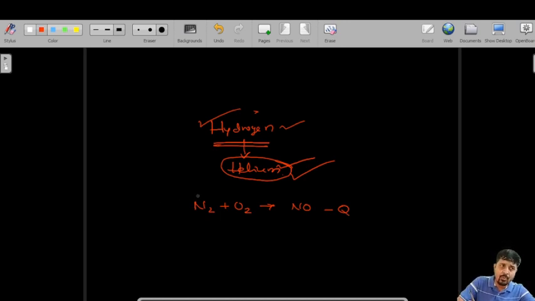Okay, N2 means nitrogen gas. Now you can see here, how many nitrogen atoms are there? 2. Oxygen, how many oxygen atoms are there? 2. This is the reactants side. And look at the product side. Here, how many nitrogens are there? 1. How many oxygens are there? 1. Can we write 2 and 2 here and here?